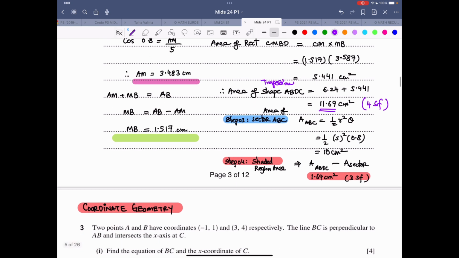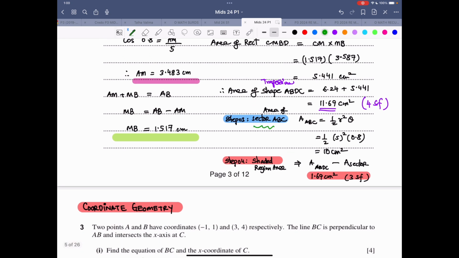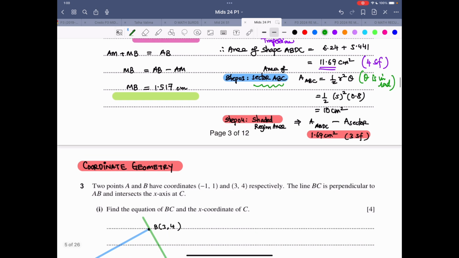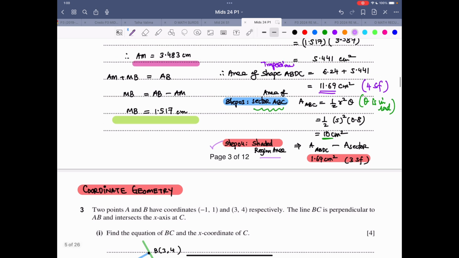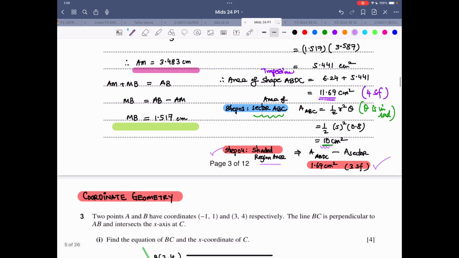And now the third step, that is area of sector ABC, that is half r squared theta. Theta is in radians. That's how it's written in the formula booklet. That's how you should write it. It comes out to be an exact 10. And last but not the least step, that is area of the shaded region, which is 11.69 minus 10, which comes out to be 1.69, correct to 3 SF. That's how this thing is done.